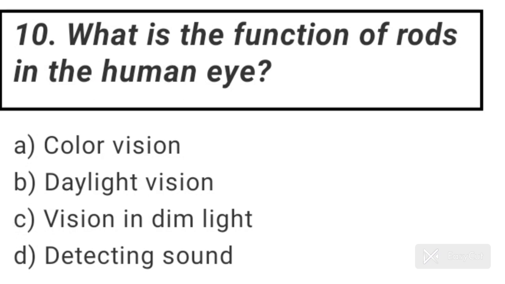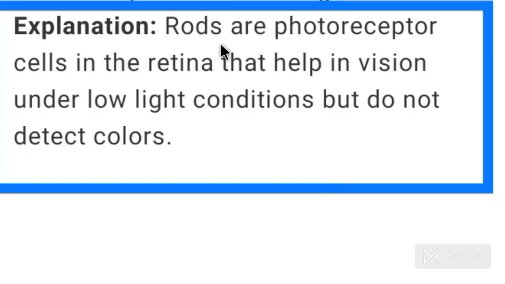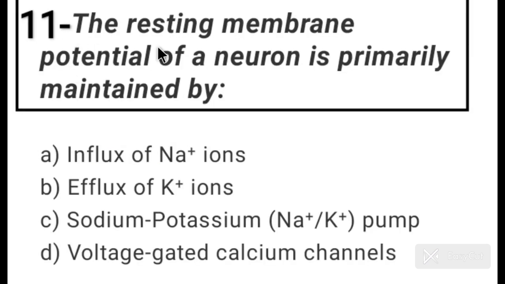Answer is option C. Vision in dim light is the function of rods in the human eye. So rods are photoreceptor cells in the retina that help in vision under low light conditions but do not detect colors. Question number 11. The resting membrane potential of a neuron is primarily maintained by.